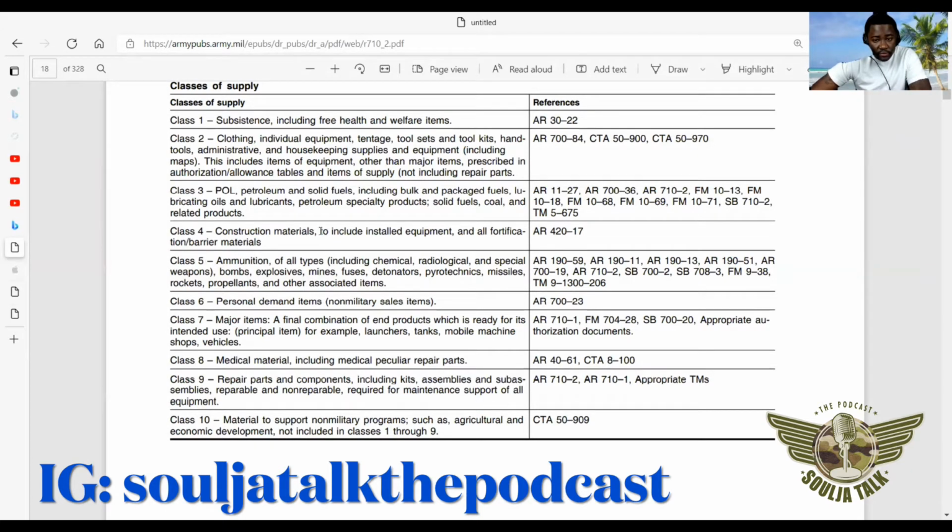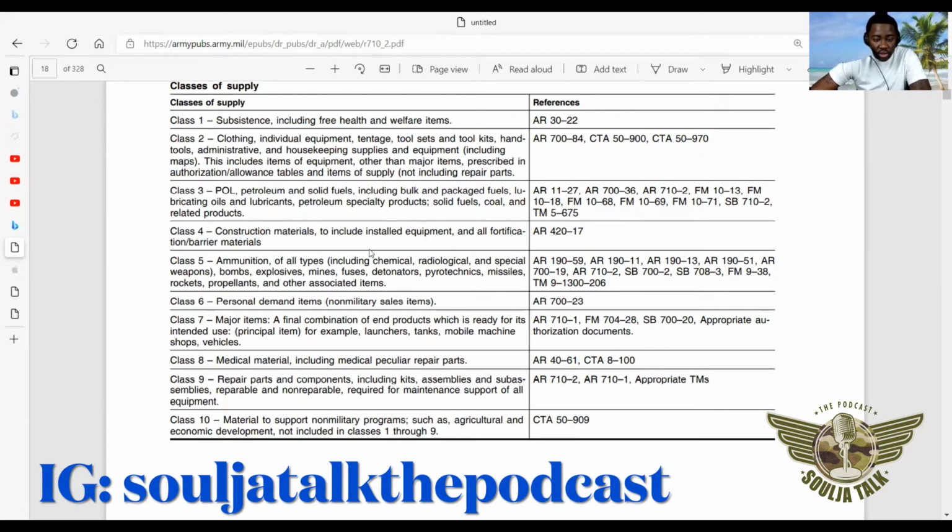So moving on to class 4. And class 3, you can find in AR 11-27, AR 700-36, AR 710-2, which is where we are now, FM 10-13, FM 10-18, FM 10-68, FM 10-69, FM 10-71. I know it's a lot, y'all. SB 710-2, TM 5-6675. So you can find class 3 in those regulations. Moving on to class 4.